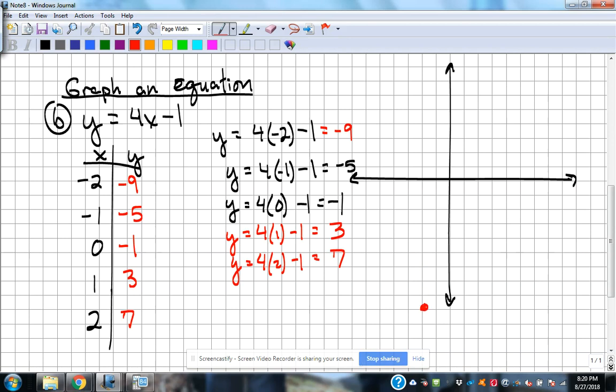Go to the next dot. Negative 1, negative 5. 1, 2, 3, 4, 5. 0, negative 1. 1, 3. Over 1, up 3. Over 2, up 7. 3, 4, 5, 6, 7. Pow.